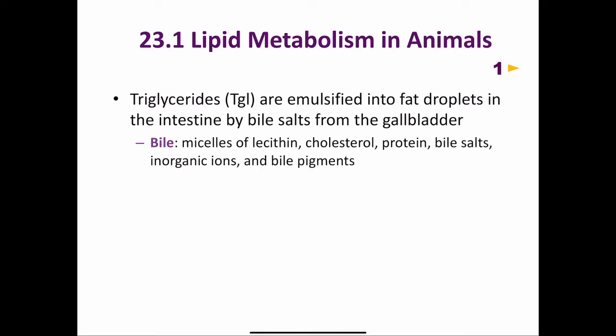Because processing of dietary lipids occurs in the small intestine, the water-soluble lipases, enzymes that hydrolyze triglycerides, which are found in the stomach and in the saliva, are not very effective. In fact, most dietary fat arrives in the duodenum, the first part of the small intestine, in the form of fat globules. These fat globules stimulate the secretion of bile from the gallbladder.